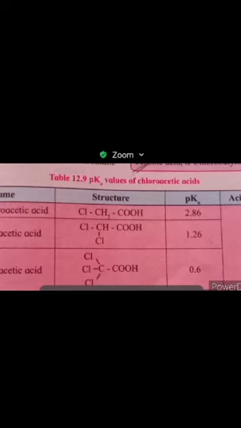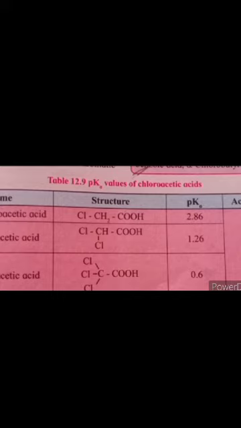In this chart, monochloroacetic acid or monochloroethanoic acid has pK value 2.86, which is the least acidic. Then dichloroacetic acid or dichloroethanoic acid has a pK value 1.26, which is less than that of monochloroacetic acid, and trichloroacetic acid has the lowest pK value, 0.6. That means its acidic strength goes on gradually increasing, as shown in this table in our book.